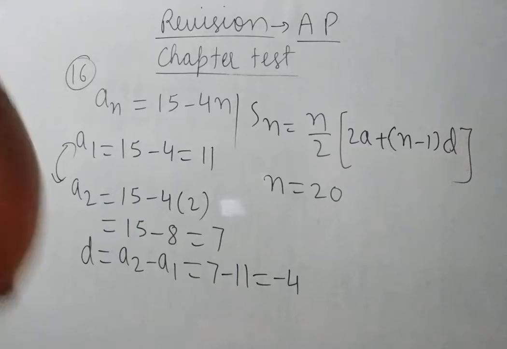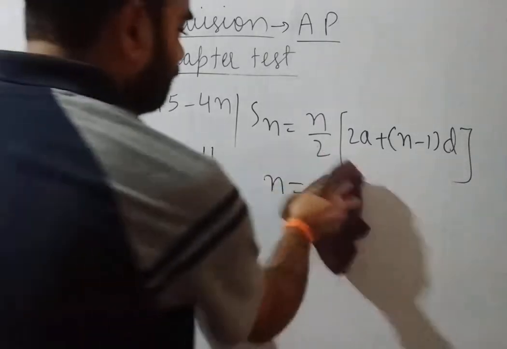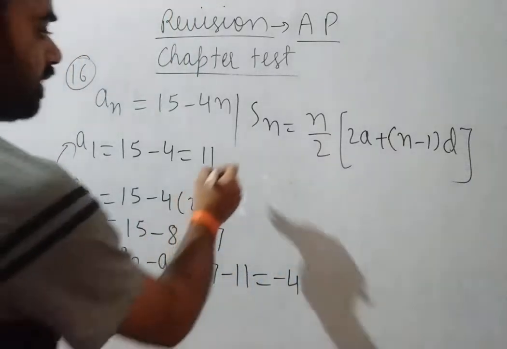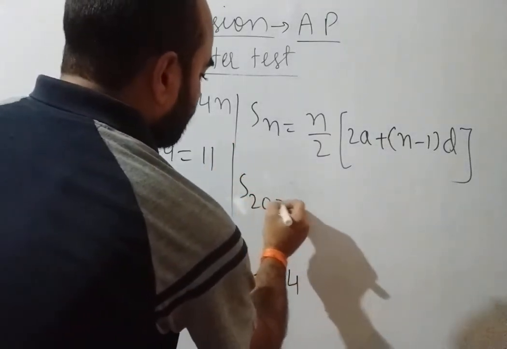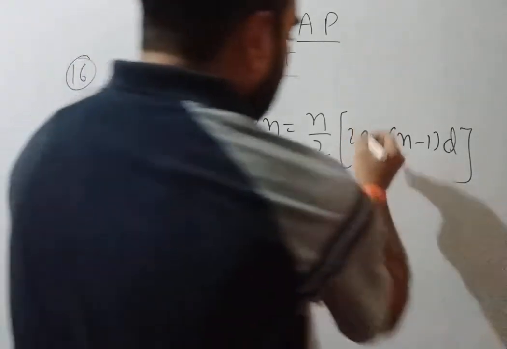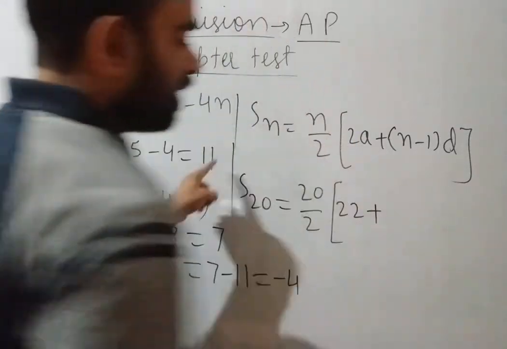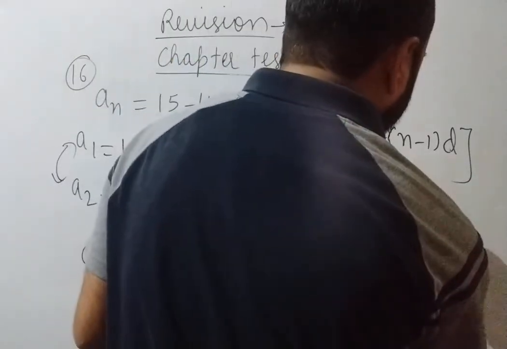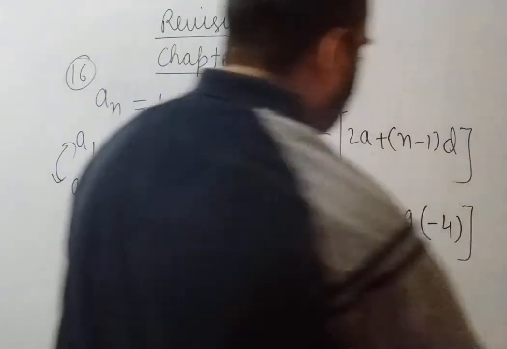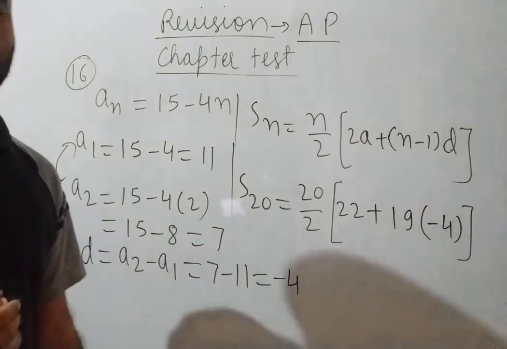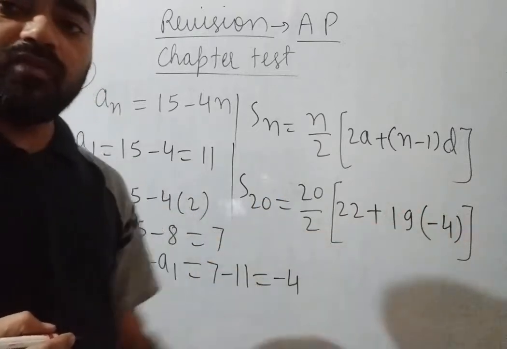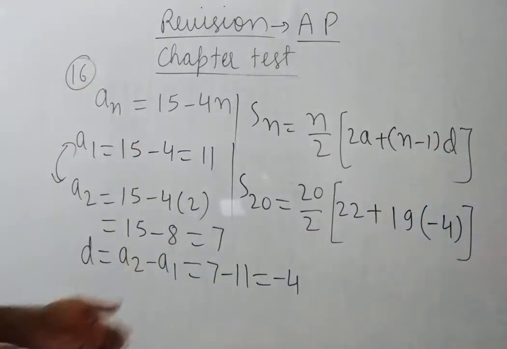Now we can substitute the value in the formula. So we have to find the sum of the first 20 terms. It means S20 will be 20 by 2, into 2a, where the first term is 11, so 11 into 2, 22, plus n minus 1, which means 20 minus 1, 19, and d is minus 4. Correct? So this will give you the sum of the first 20 terms of the given AP. Now you can calculate, this is 10 into 22 plus 19 into minus 4. Correct? Next.